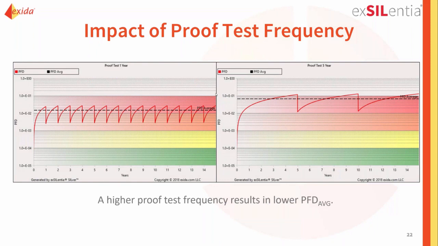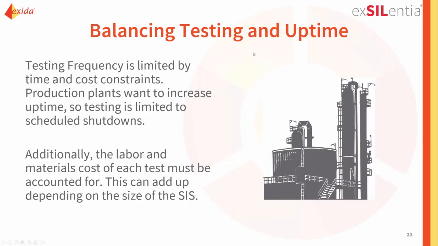So one could conclude that the more frequent you're testing, the better. And yes, from an average probability of failure on the month perspective, that is absolutely true. The more frequent you test, the more likely it is that you will reveal dangerous undetected failures, and the more likely it is that your system will be in operation or capable to operate when it needs to operate. However, there of course is a balance.